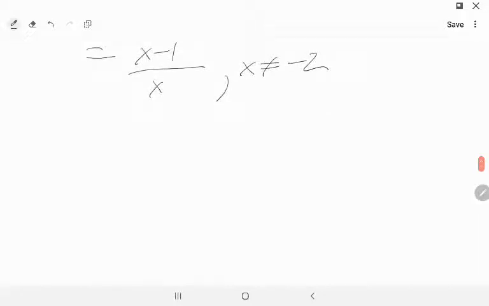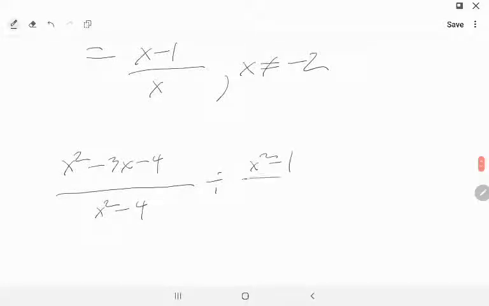So if we look at something a little more interesting, if we wanted to have something like x squared minus 3x minus 4 divided by x squared minus 1 divided by x squared plus 5x, make it x squared plus 6x plus 8.